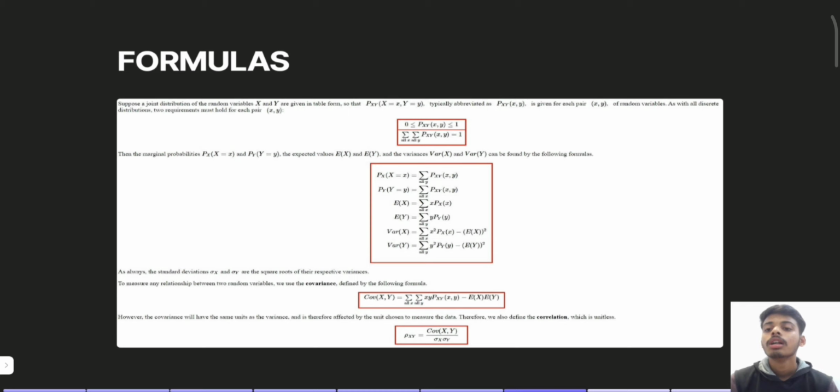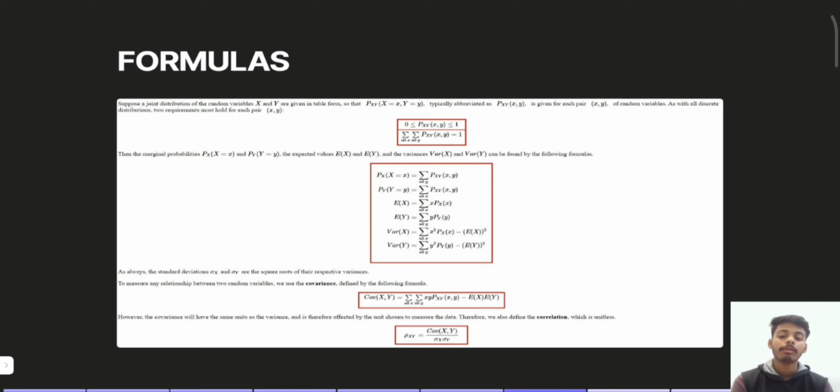Further, let us see some important formulas of joint probability distribution. Suppose a joint distribution of random variables X and Y is given in table form, so that P(X = x, Y = y), typically abbreviated as p_XY(x,y), is given for each pair (x,y) of random variables. As with all discrete distributions, two requirements must hold for each pair. As you can see, the summation of p(x,y) is equal to 1 over all values of x and y.